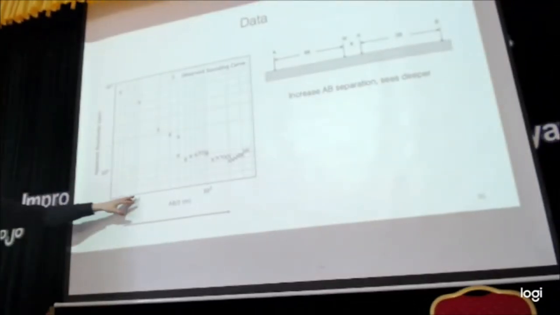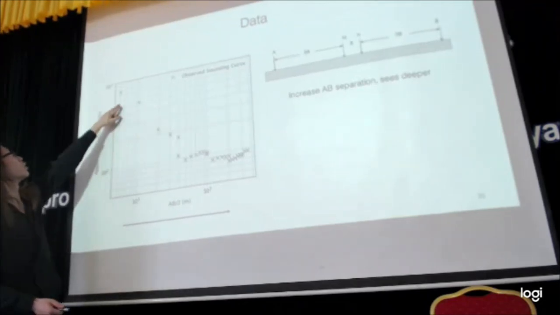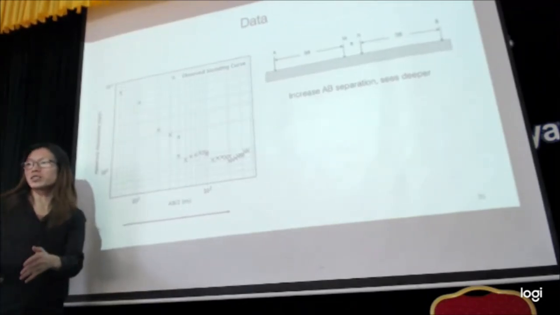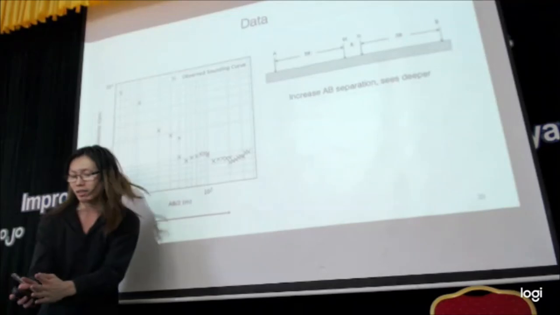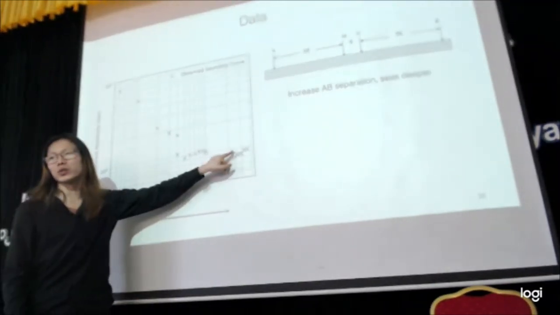Okay, so what we see here is that when the distance is very small, then you have a high resistivity value. Then when you make the distance bigger, you have a lower resistivity value.